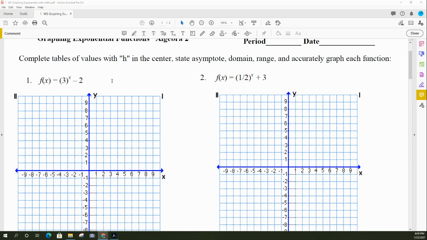All right, so here we're going to go ahead and make a key for the graphing worksheet. So we want to make a table of values with H in the center, right? State the asymptote, domain, range, and accurately graph each function. All right, so we'll start with the table of values.